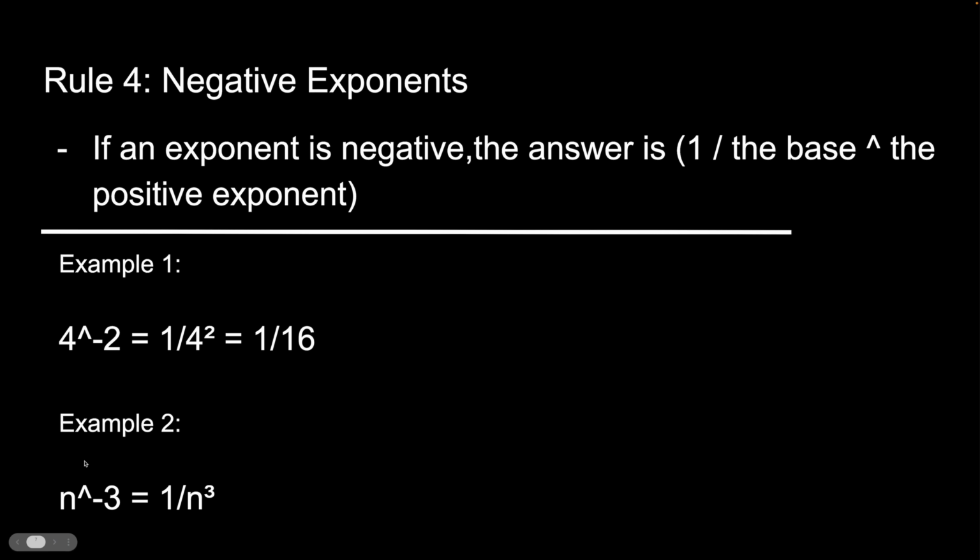Now here, to take a look at how this works, we have n to the power of negative 3, and all you have to do is put a 1 over it and remove the negative in the exponent. So that becomes 1 over n cubed.